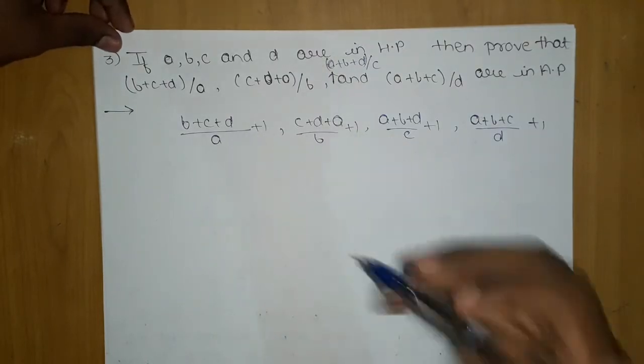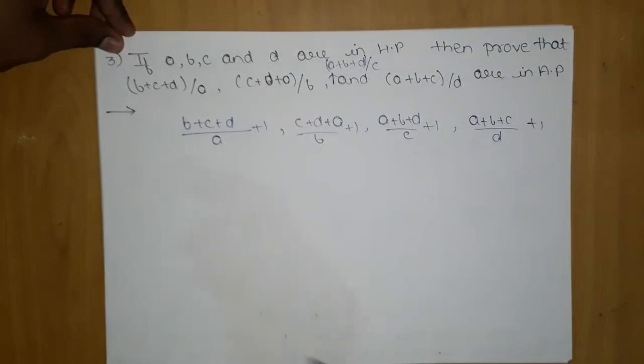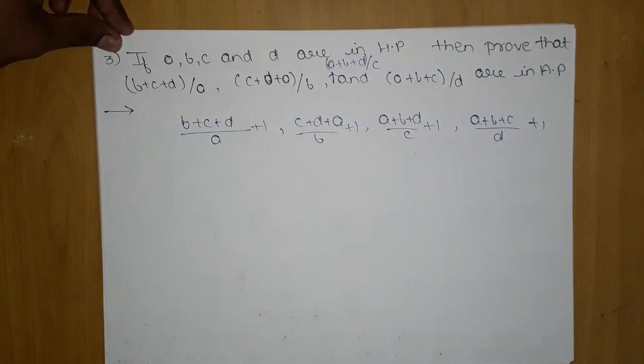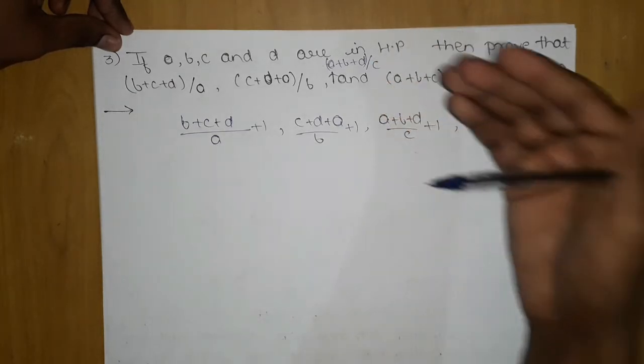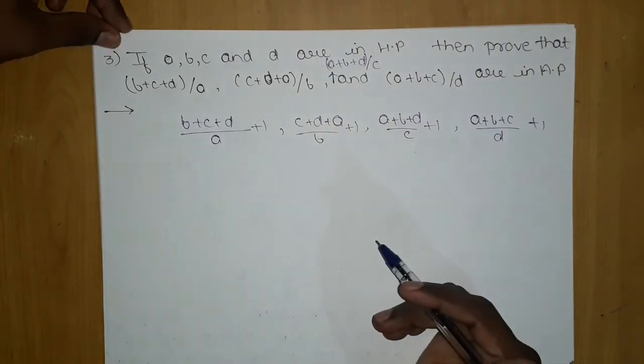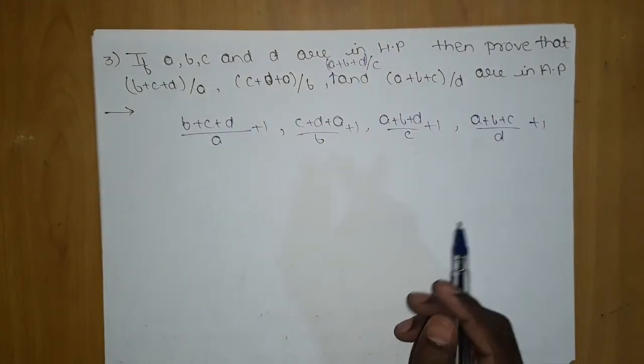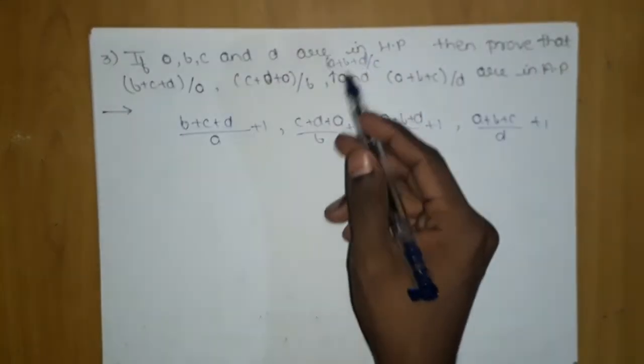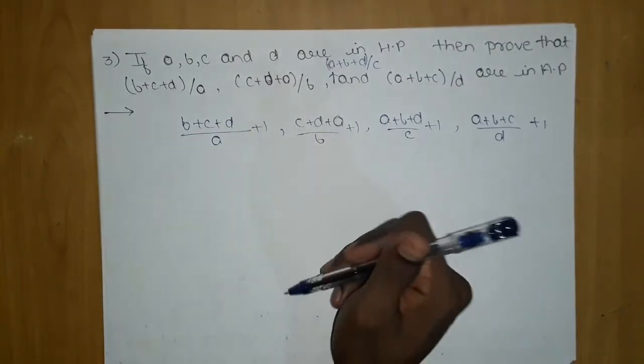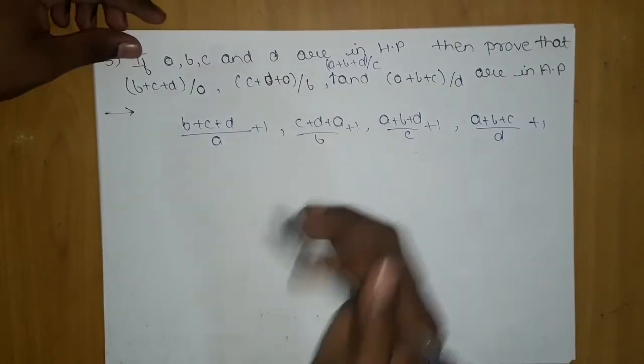Now I have added a constant in all of them. Now what can I do after this? If I prove this in HP, then our job is done. I'm just doing the vice versa thing: instead of proving this, we are proving that thing. Simple, that is easier.